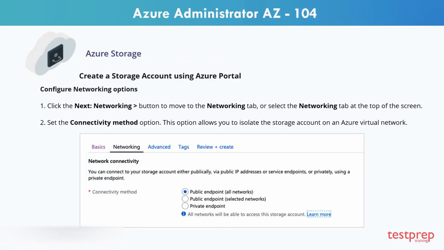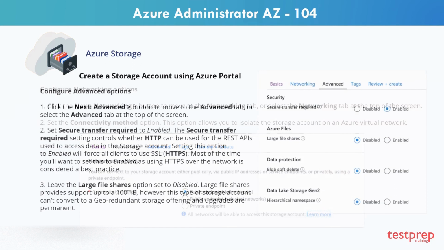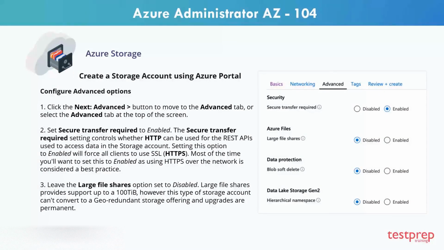Next, we will configure the networking options. 1. Click the Next. 2. Set the connectivity method option. This option allows you to isolate the storage account on an Azure virtual network. Next, we will configure the advanced options. 1. Click the Next. 2. Set Secure Transfer Required to Enabled. The Secure Transfer Required setting controls whether HTTP can be used for the REST APIs used to access data in the storage account. Setting this option to Enabled will force all clients to use SSL.